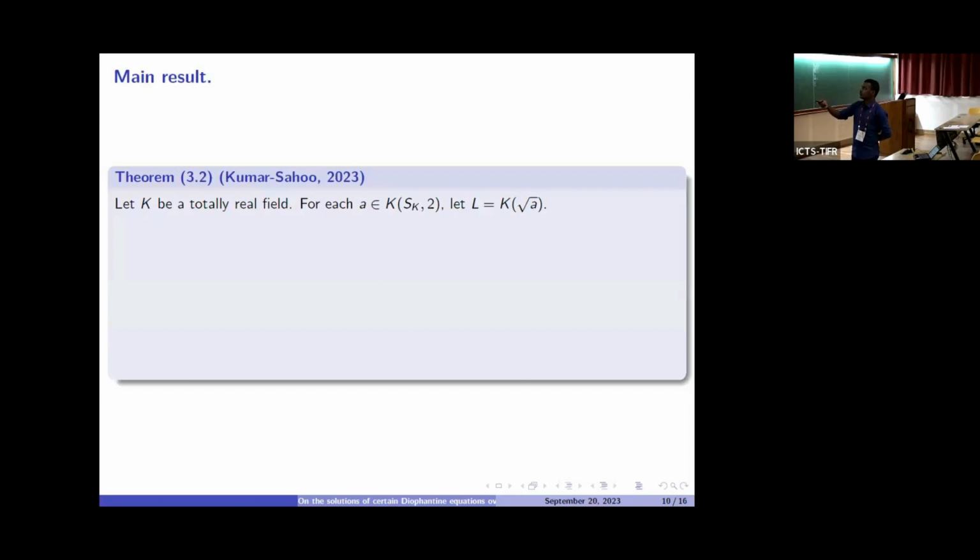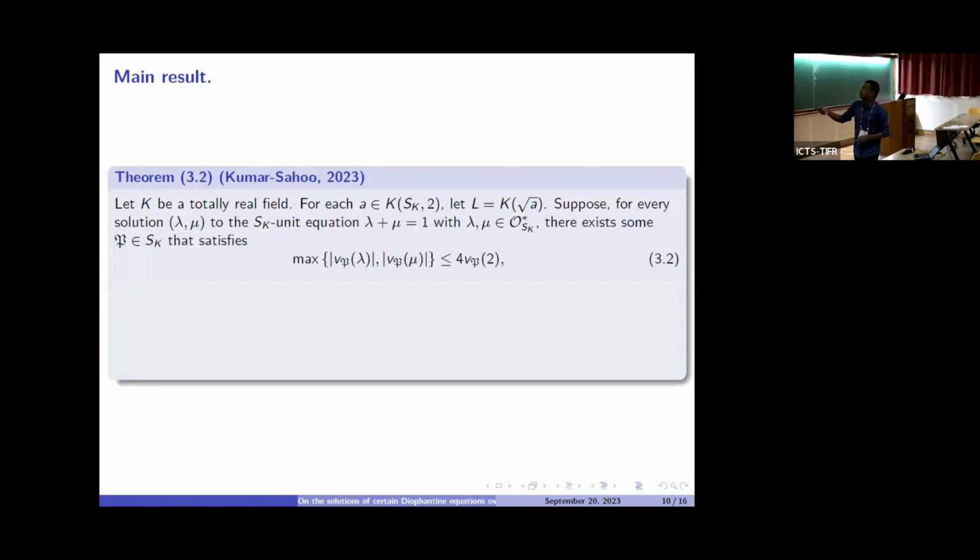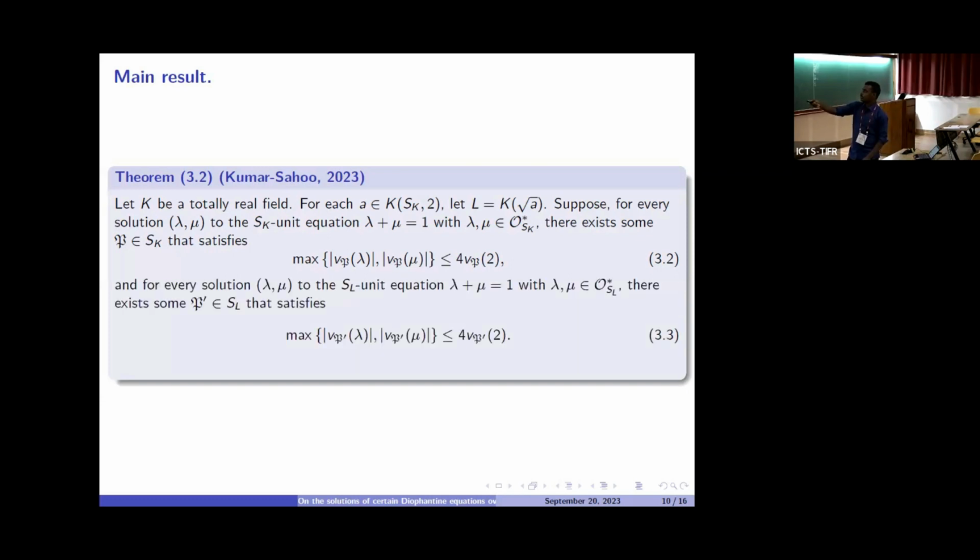This is the main result for this equation x to the power p plus y to the power p equal to z square. We start with a totally real field, and you take any element A belonging to this set K of SK comma 2, and you take L equal to K of square root of A, this quadratic extension. Then suppose for every solution lambda comma u, like in the previous case, this theorem also depends on this SK unit equation, as well as the SL unit equation. So we start with any solution lambda comma u to this SK unit equation. There is some prime P belonging to SK satisfying this condition, as well as, if you take any solution to the SL unit equation, then there is some prime P prime belonging to SL satisfying this condition.